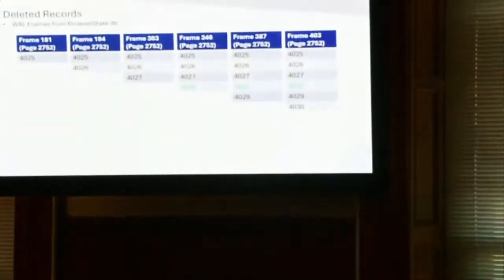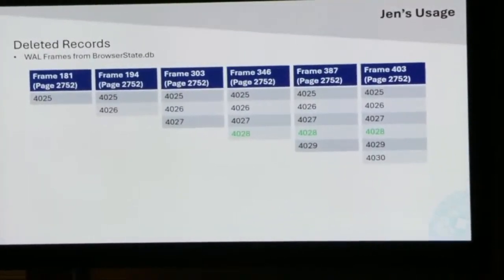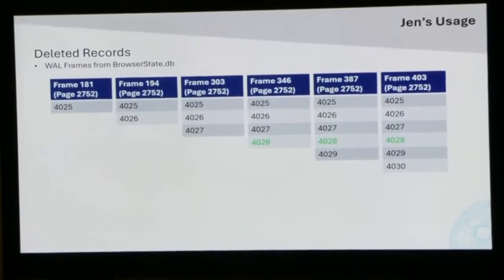The way that we're able to recover these records forensically is because of how databases work. What I've tried to display here is that when you first create a record, in this case creating record 4025, a new page is created in the database. A page is simply a block of binary data that's organized in a way that can be understood by the database as a page of data, much like a ledger with a list of records. So it creates frame 181 with page 2752 and the record 4025.